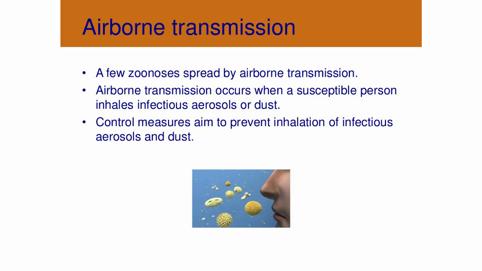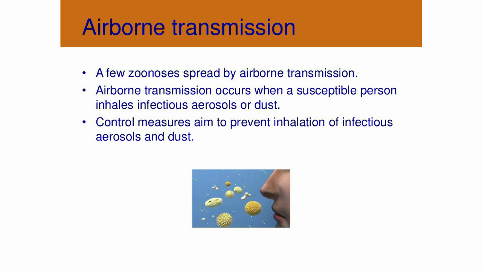So control measures to prevent airborne transmission aim to prevent inhalation of infectious aerosols and dust. So examples of higher order controls can include workplace equipment and task design to prevent the generation of aerosols and dust, suppression and ventilation controls, and lower order controls can include a fitted particulate respirator.